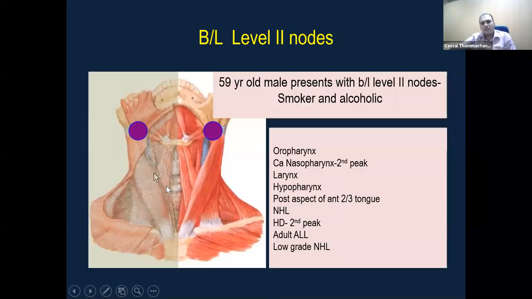So coming back to the case we discussed, you need to consider all these possibilities. So if you have to do a nasal endoscopy to rule out clinical examination, I want to emphasize this point: whenever you have a chronic smoker and alcoholic and the patient is having bilateral nodes, always you should palpate the posterior one-third of the tongue. It may be a primary in the posterior one-third of the tongue. So you palpate the posterior aspect of the tongue. That is one of the important. Then the other sites like soft palate, tonsil, patient can have carcinoma nasopharynx.